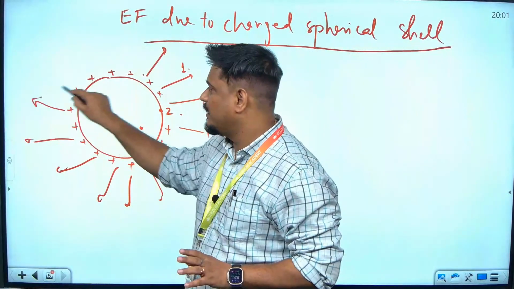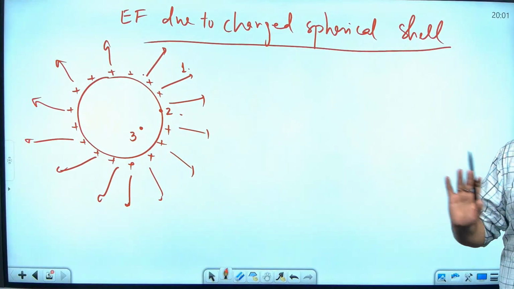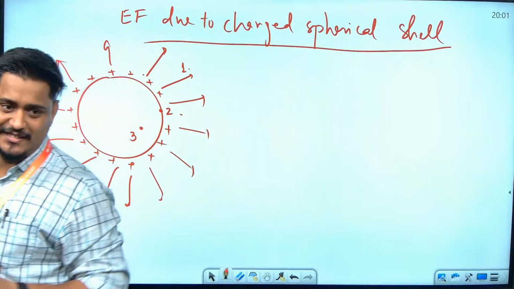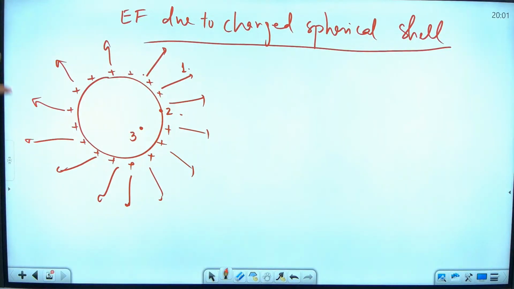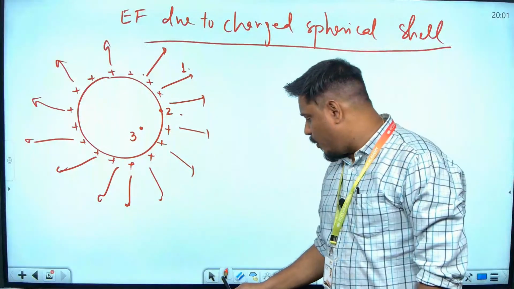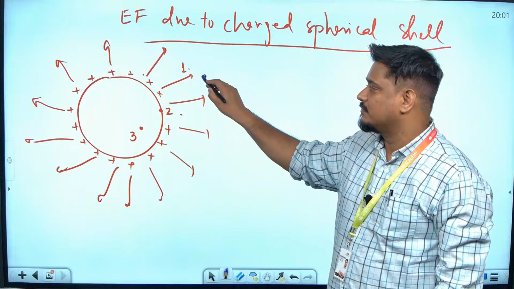Do you agree with me? Like a sun, yes. Like a sun, it is having electric field radially outwards. And as I said to you, now what I am going to do? I am going to find the electric field at this point 1 first.